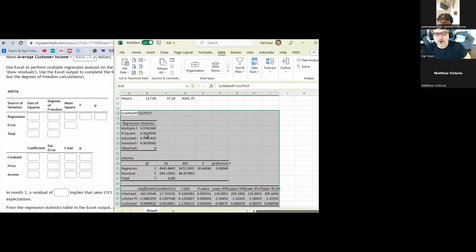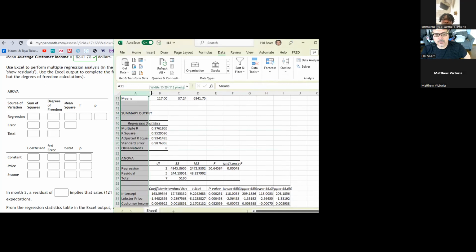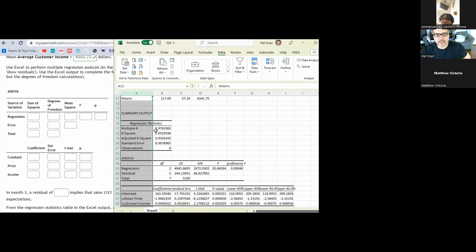What I'm going to do next is I'm going to widen column A so I can see the words. There we go. And then I'm going to click on this number here, the multiple R, and hold down my control button, and I'm going to get all the numbers with decimal places. See? I'm just holding down my control button. Or it's probably your command button, right?